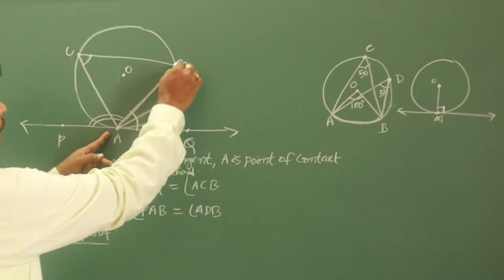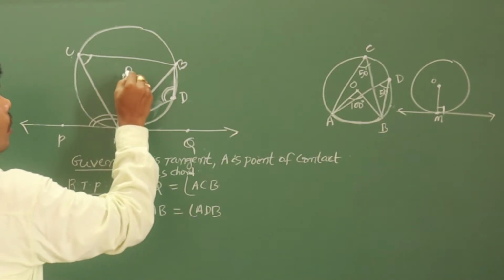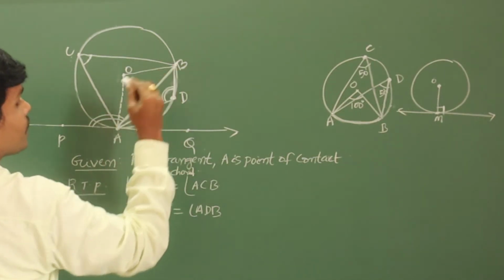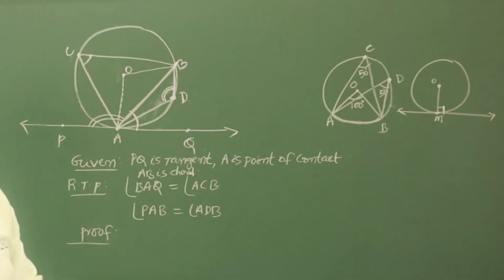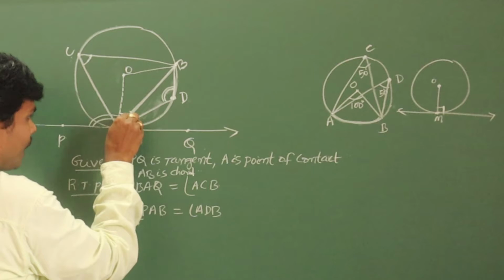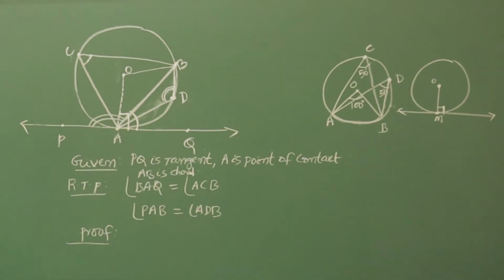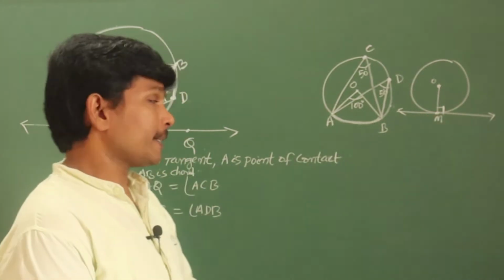So this is our chord AB. Now I just join OA and OB. It is the construction. OA and OB I joined. Now observe, what is the angle here? Tell me. Anyone? This is the angle, 90 degrees.